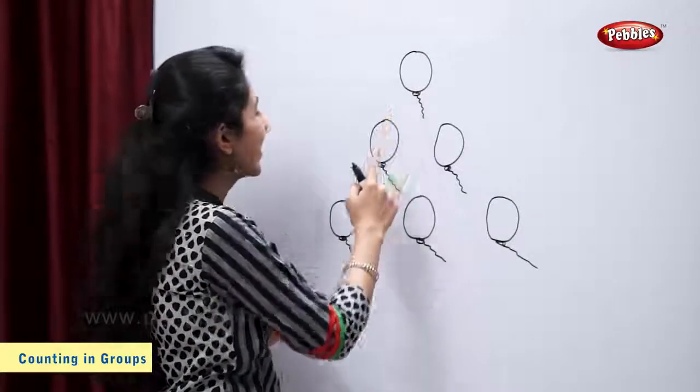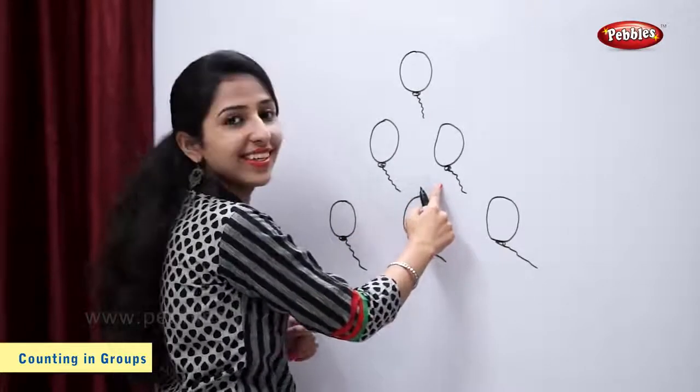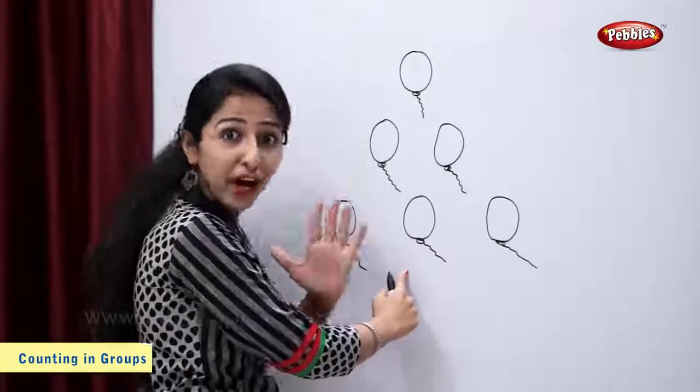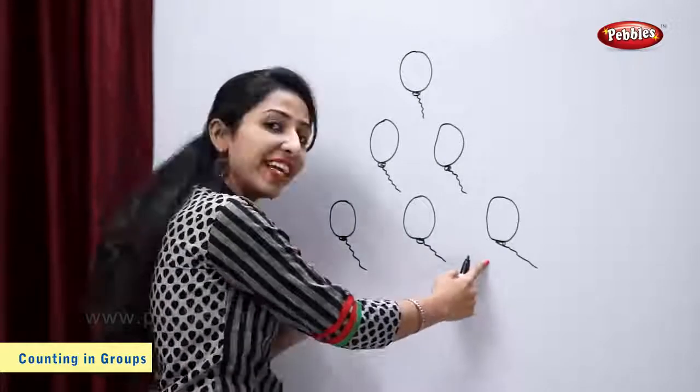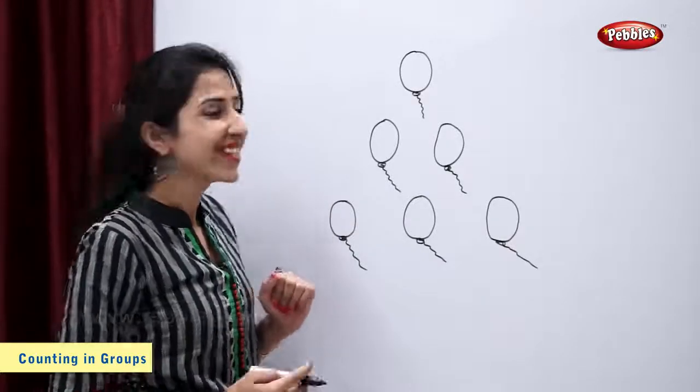1, 2, 3, 4, 5 and 6. So, there are total 6 balloons.